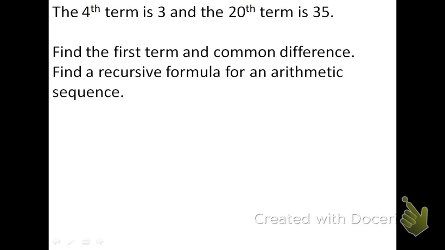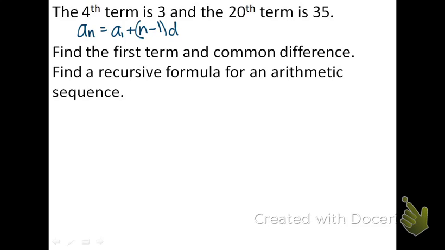Okay, now what do we do here? For this particular question, it tells us what the 4th term is and the 20th term. And we want to find the first term, and we want to find a common difference, and we want to find a recursive formula for this. Well, what does that mean? So if we have the 4th term is 3, the 20th term is 35. So let's use the equation we just had up here before, which was a sub n equals a sub 1 plus (n minus 1) times d.